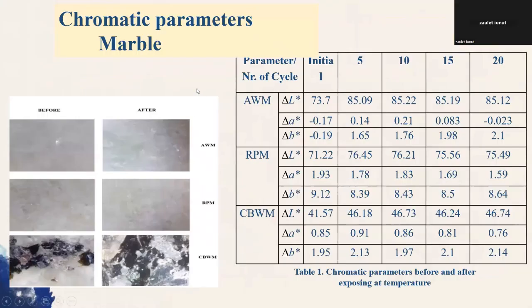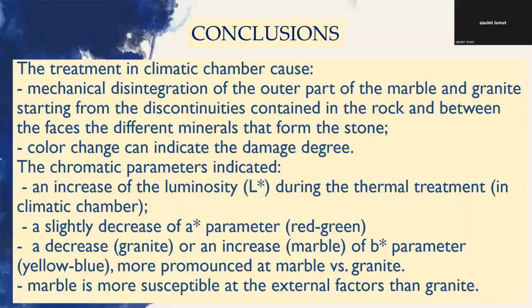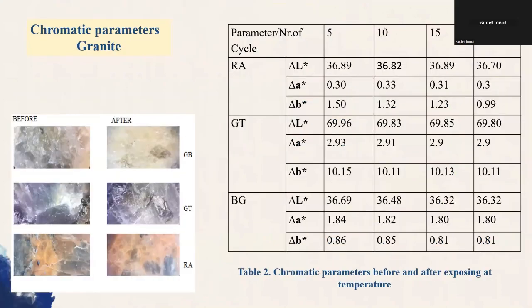Chromatic parameters, the result is the before and after exposure. Temperature is decreased after 25 cycles, and the same is the case for the marble, much less for granite.